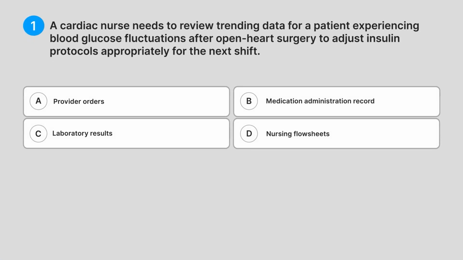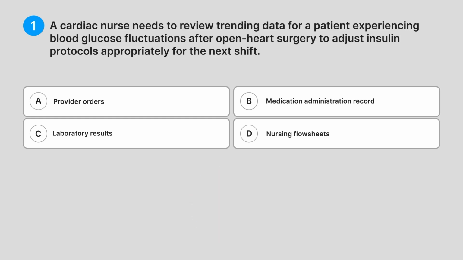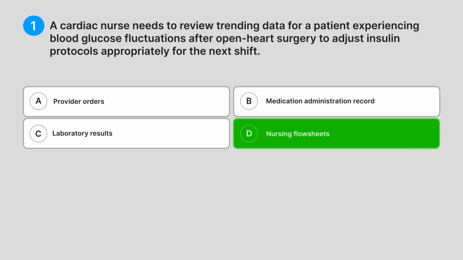1. A cardiac nurse needs to review trending data for a patient experiencing blood glucose fluctuations after open heart surgery to adjust insulin protocols appropriately for the next shift. A. Provider orders. B. Medication administration record. C. Laboratory results. D. Nursing flow sheets. Can you guess the answer? Correct answer, D. Nursing flow sheets.